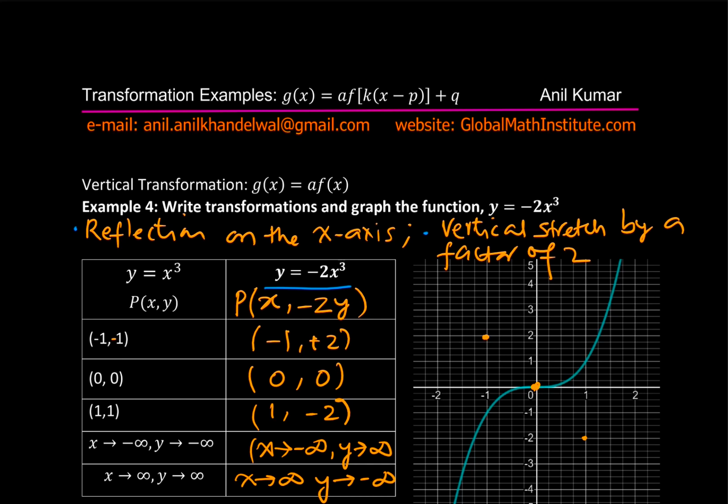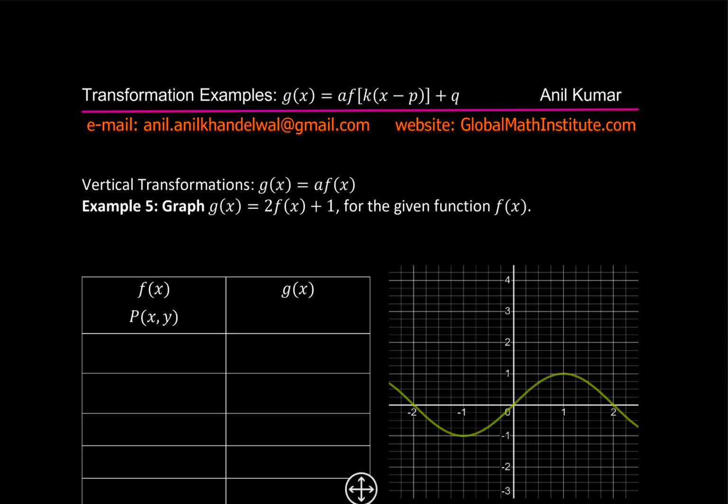Is that clear to you? Right? So we can now sketch the graph. All these points are getting reflected and they are being stretched vertically. So we have a graph which will be kind of like this. Do you see that? So that will become the graph which is vertically stretched by a factor of 2 and is reflected on the x-axis. So the end behavior reverses. That is very important to understand. I hope the point is well taken. Now let's look into the next example, which is vertical transformation.